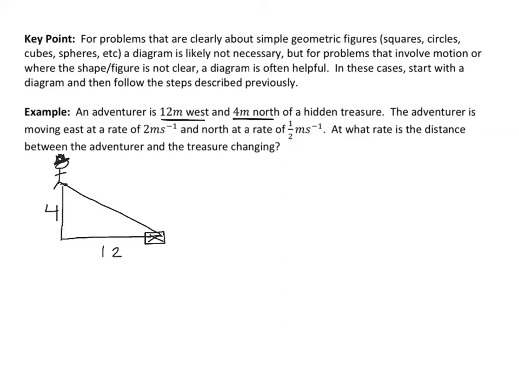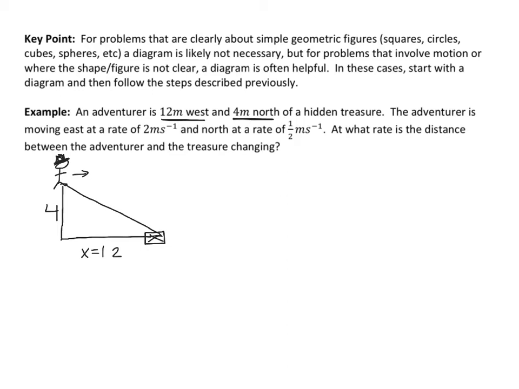So we now know the adventurer is moving east at a rate of 2 meters per second. All right, so if the adventurer is moving east, it means they're moving this way. So now's when we may need to start assigning some variables here, right? Maybe I want to say that this is x. Maybe we say that this x distance is 12.